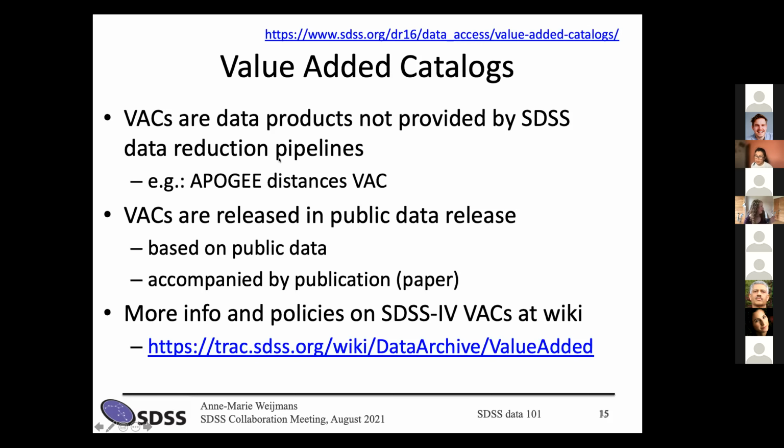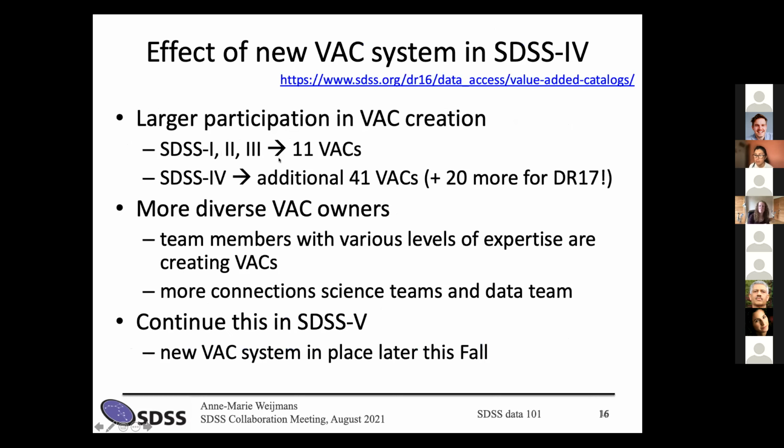So VACs are released in public data releases. They must be based on public data. They must also have a publication that explains what the VAC is all about. And one of the things that I think we did a pretty good job about in SDSS-V is that we hopefully made that process of creating a value-added catalog a lot more transparent, with manuals and an announcement system. That means that when we end SDSS-IV in December, we'll have over 60 VACs available, while there were only 11 when SDSS-III ended.